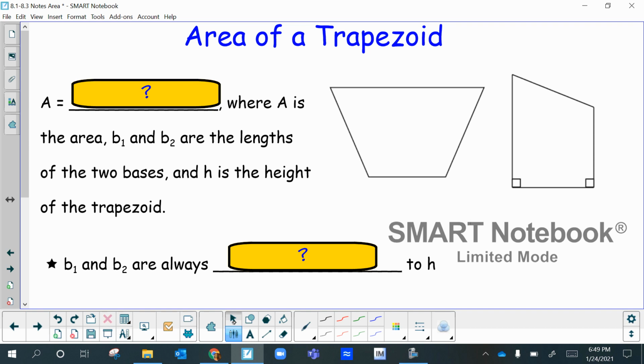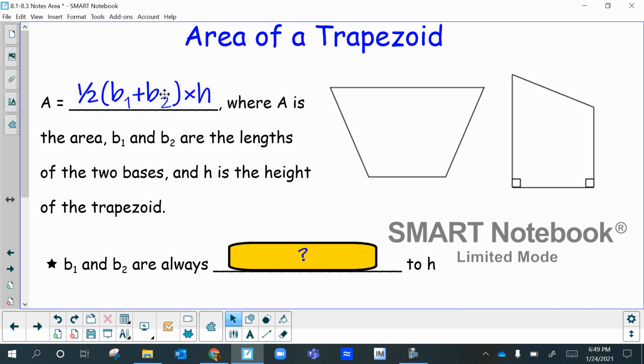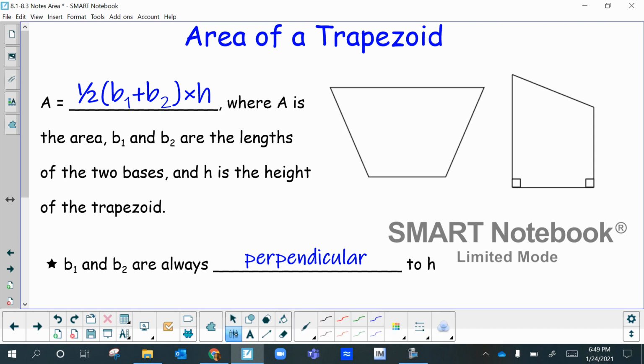All right, let's go to area of a trapezoid. You guys did this in middle school also. Here's your formula: 1/2 base 1 plus base 2 times the height. And in this case, since there's 2 bases that we're using, both of those are always going to be perpendicular to the height. So I have 2 pictures here. Your basic trapezoid that looks like this.